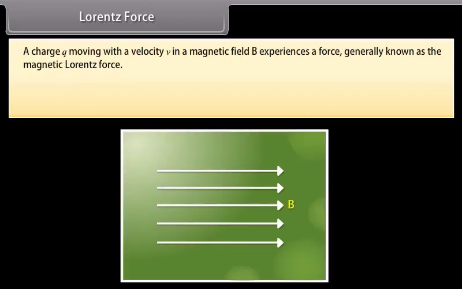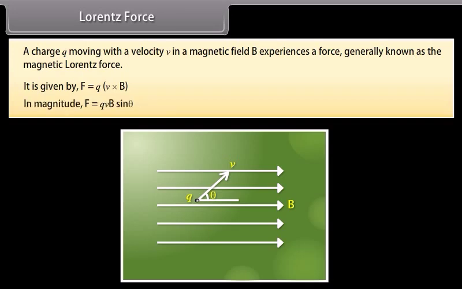Lorentz force. A charge q moving with a velocity v in a magnetic field B experiences a force generally known as the magnetic Lorentz force. It is given by F is equal to q into cross product of v and B. In magnitude, F is equal to qvB sin theta.